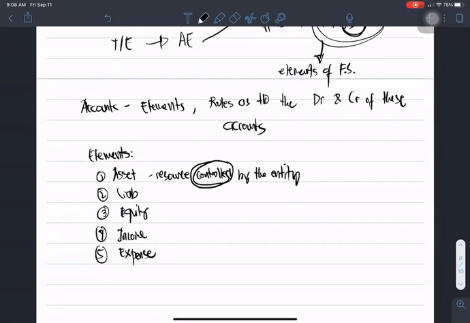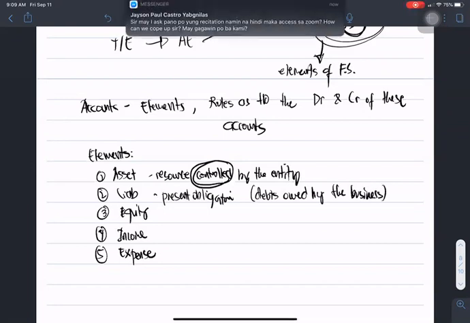We go now to your liability. What is a liability? This is a present obligation arising from past events. So these are debts owed by the business. So mga utang ni business, yan yung laman ng ating liability.